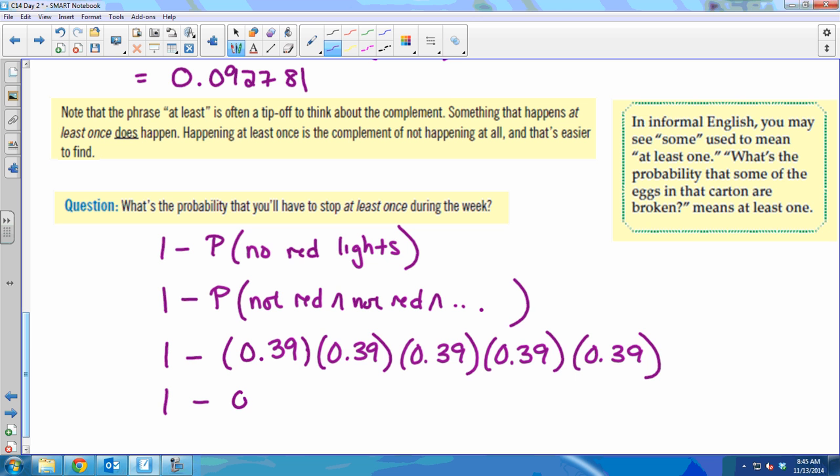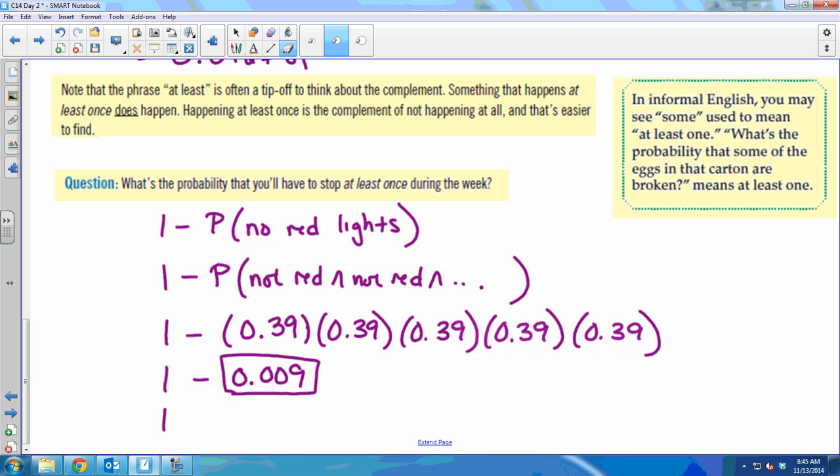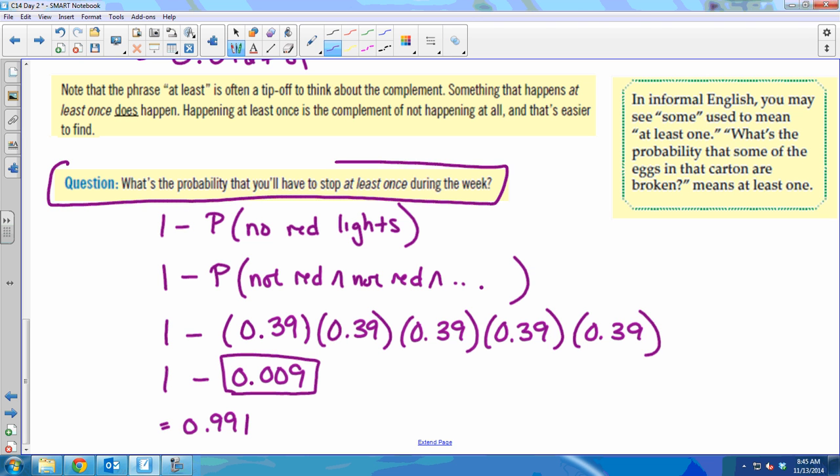According to the textbook, that ends up being 0.009. So the 0.009 is the probability that you got a green or a yellow every day. So 1 minus that is the probability of getting a red at some point, which is what it's saying, at least once. So you end up getting 0.991. Out of all of the questions in the chapter, these questions are going to be the hardest ones you have to answer, I promise. All right. Questions on that example?